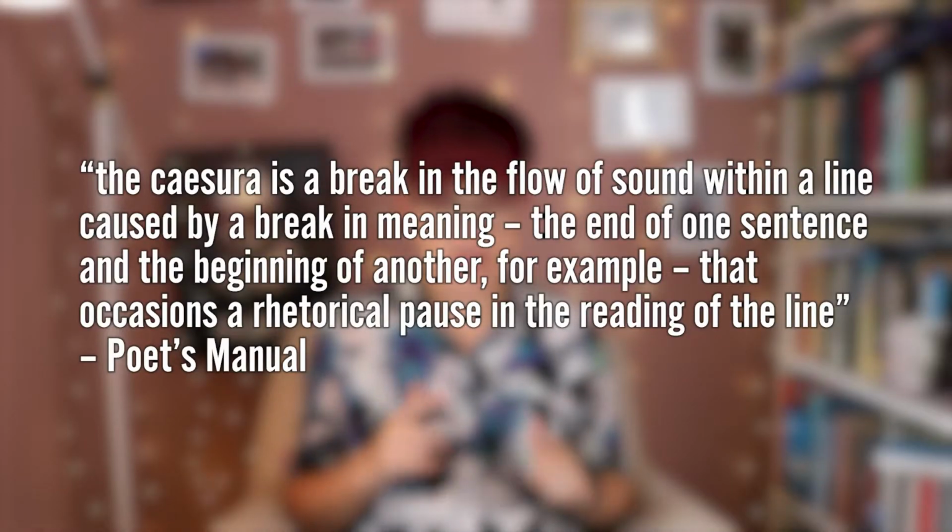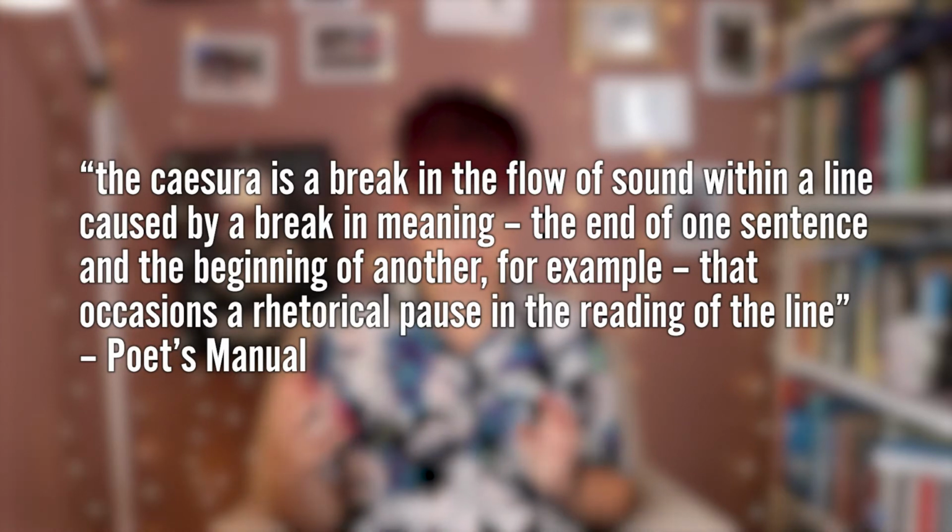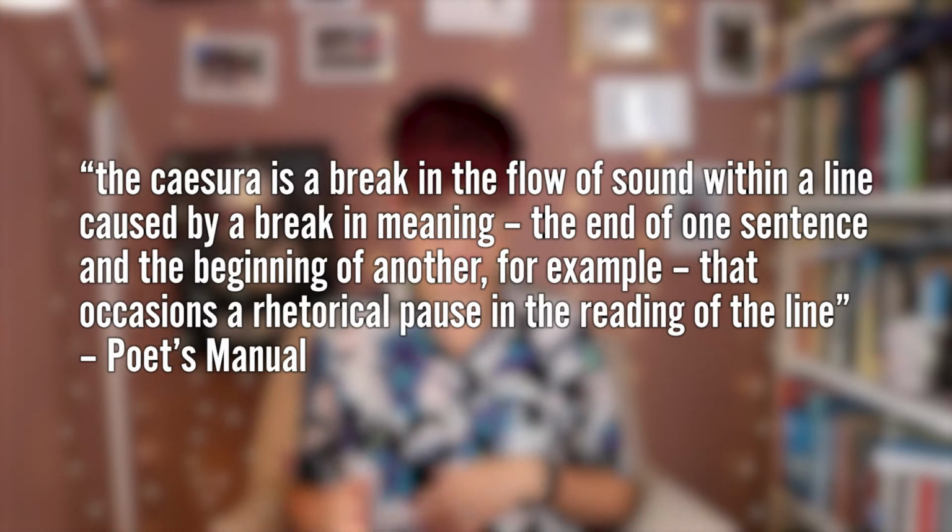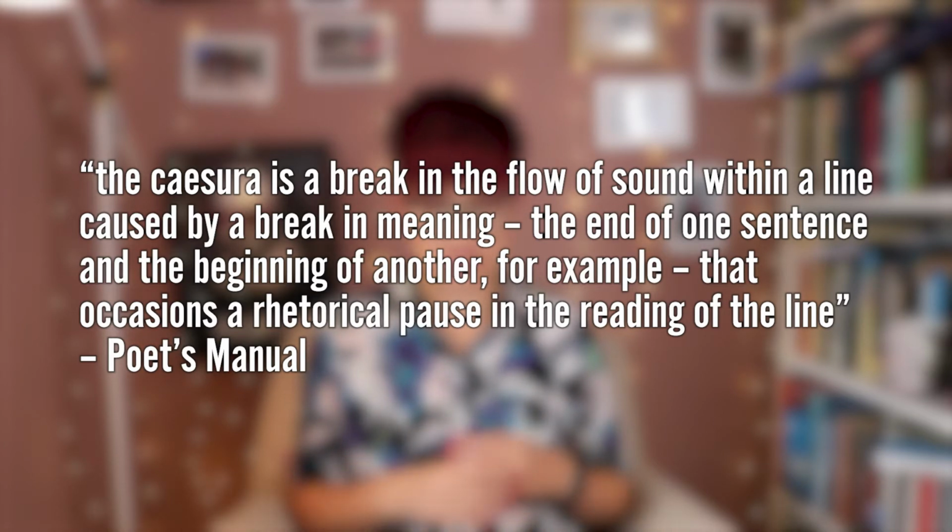So the next word I want to run through is caesura. This is one that I covered in my last video about meter and rhythm. And the caesura is a break in the flow of sound within a line caused by a break in the meaning, the end of one sentence and the beginning of another, for example, that contains a rhetorical pause in the reading of the line. In the context of meter and rhythm, a caesura is a pause or break that takes up one of the beats in a line. In the context of line breaks, we're talking about it more syntactically, talking about how the caesura is a break in the sentence.